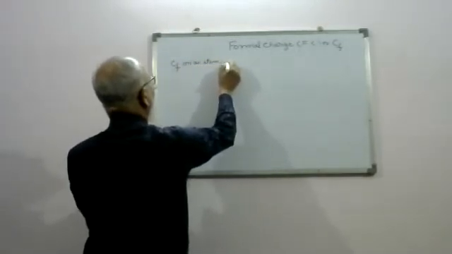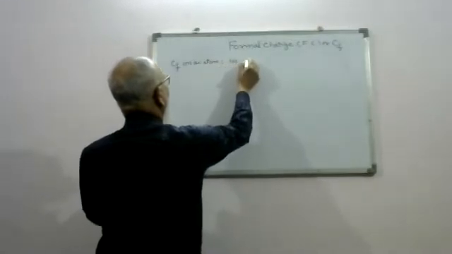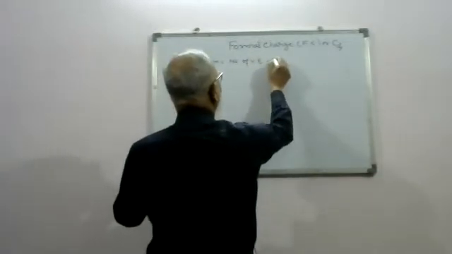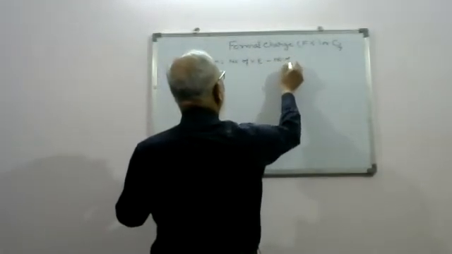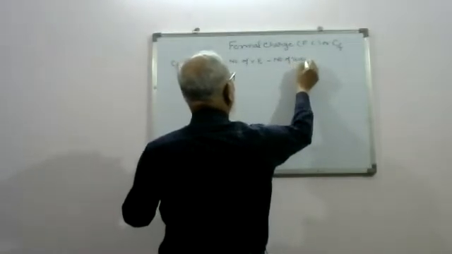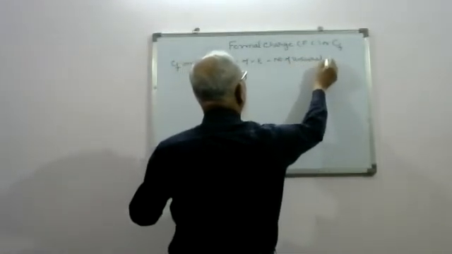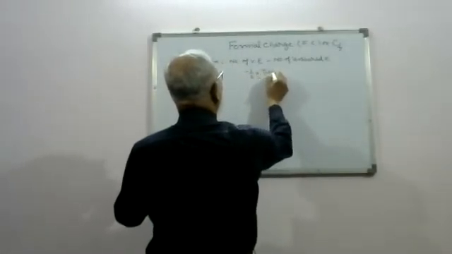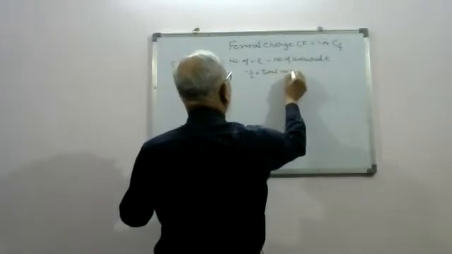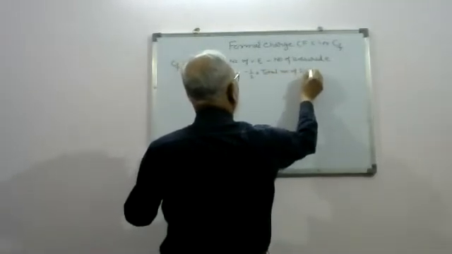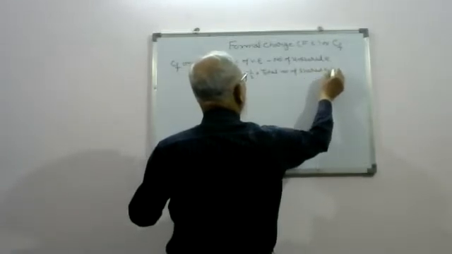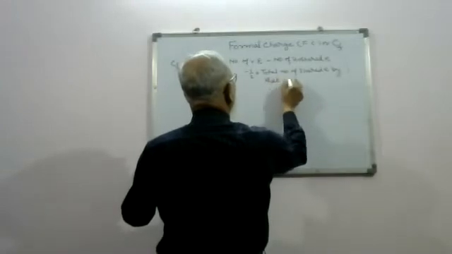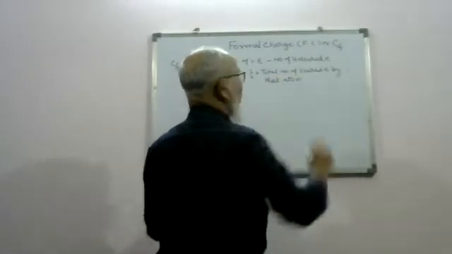This is equal to number of valence electrons minus number of unshared electrons minus 1/2 into total number of shared electrons by that atom in the formation of covalent bond.